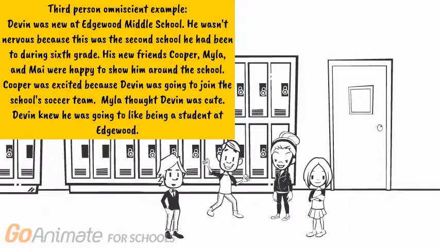Devin was new at Edgewood Middle School. He wasn't nervous because this was the second school he had been to during 6th grade. His new friends Cooper, Mila, and Mai were happy to show him around the school. Cooper was excited because Devin was going to join the school's soccer team. Mila thought Devin was cute. Devin knew he was going to like being a student at Edgewood.